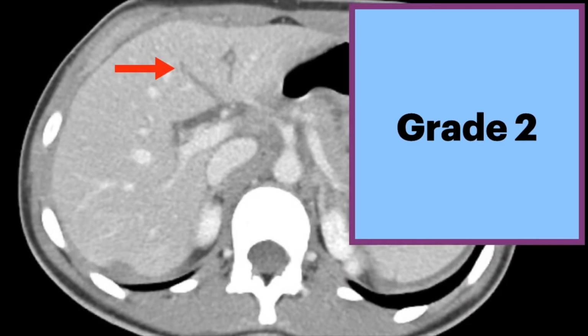Going back to the same case, there's a grade 2 liver injury, as shown by this linear laceration extending into the parenchyma of segment 4. There's no intraparenchymal hematoma, no active bleeding.